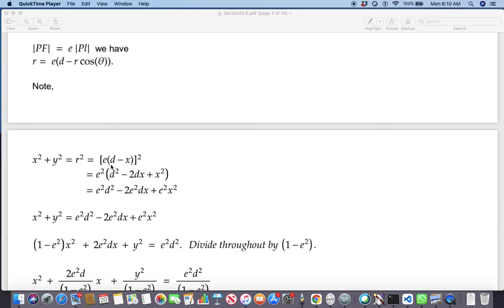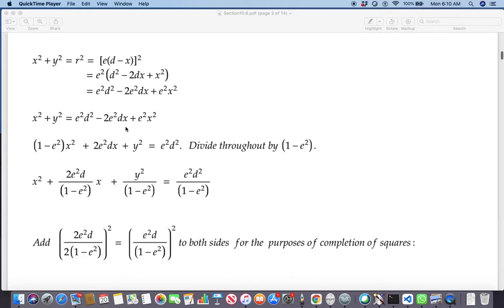So e squared times (d minus x) squared, that is d squared minus 2dx plus x squared. Distributing the multiplication, you have e squared d squared minus 2e squared dx plus e squared x squared. So x squared plus y squared is all of this. You have an x term here and an x term here, so we bring this term out here, this term out here, and keep the y squared. That is, you bring the x and y terms together on the left.